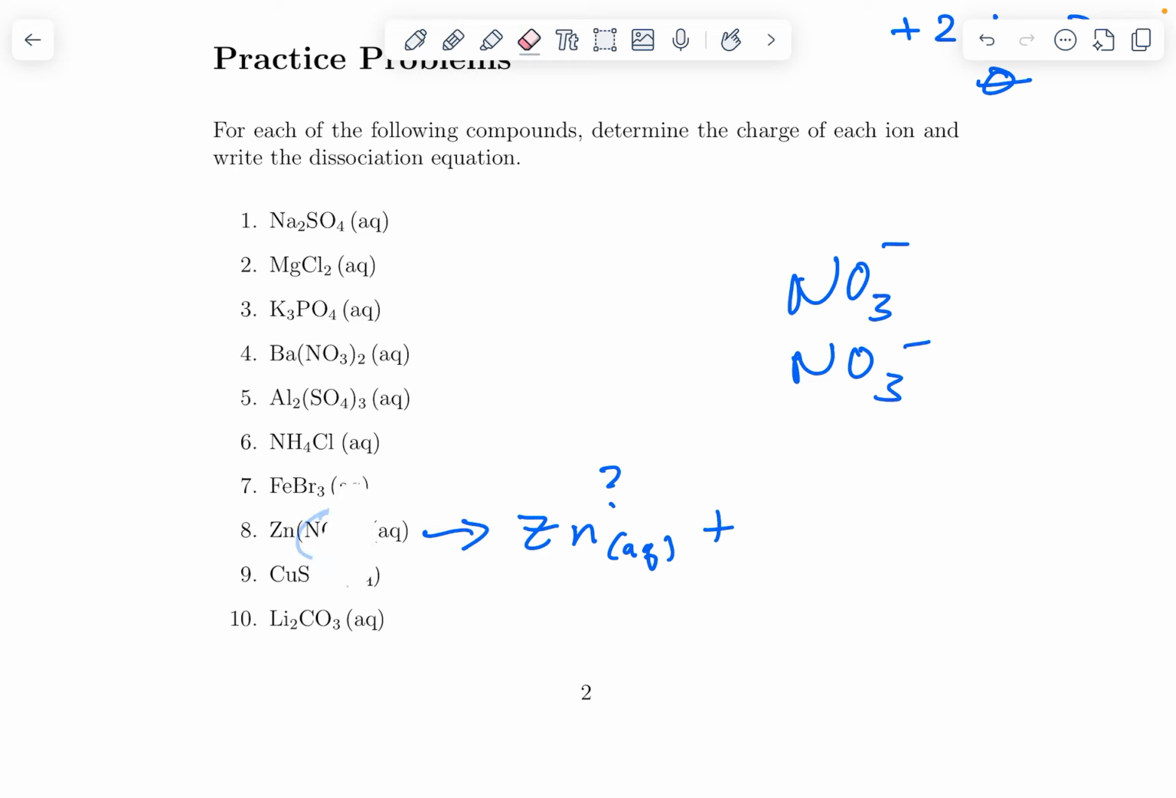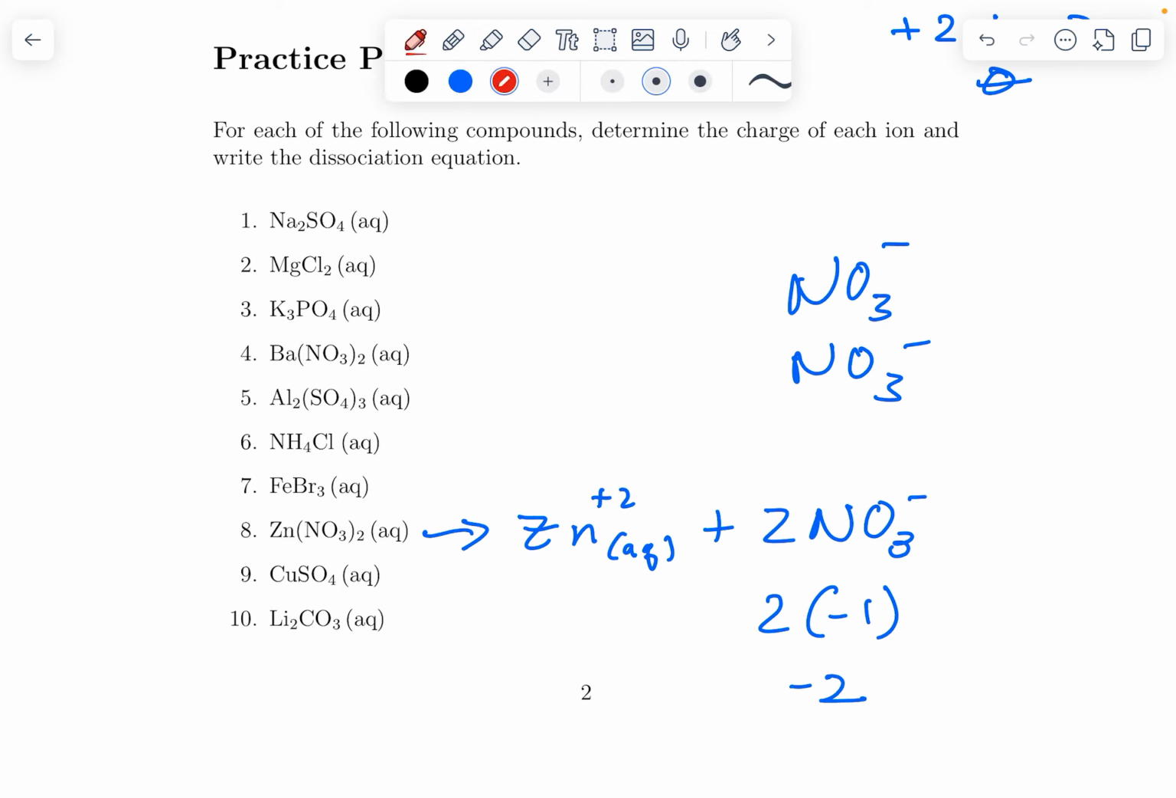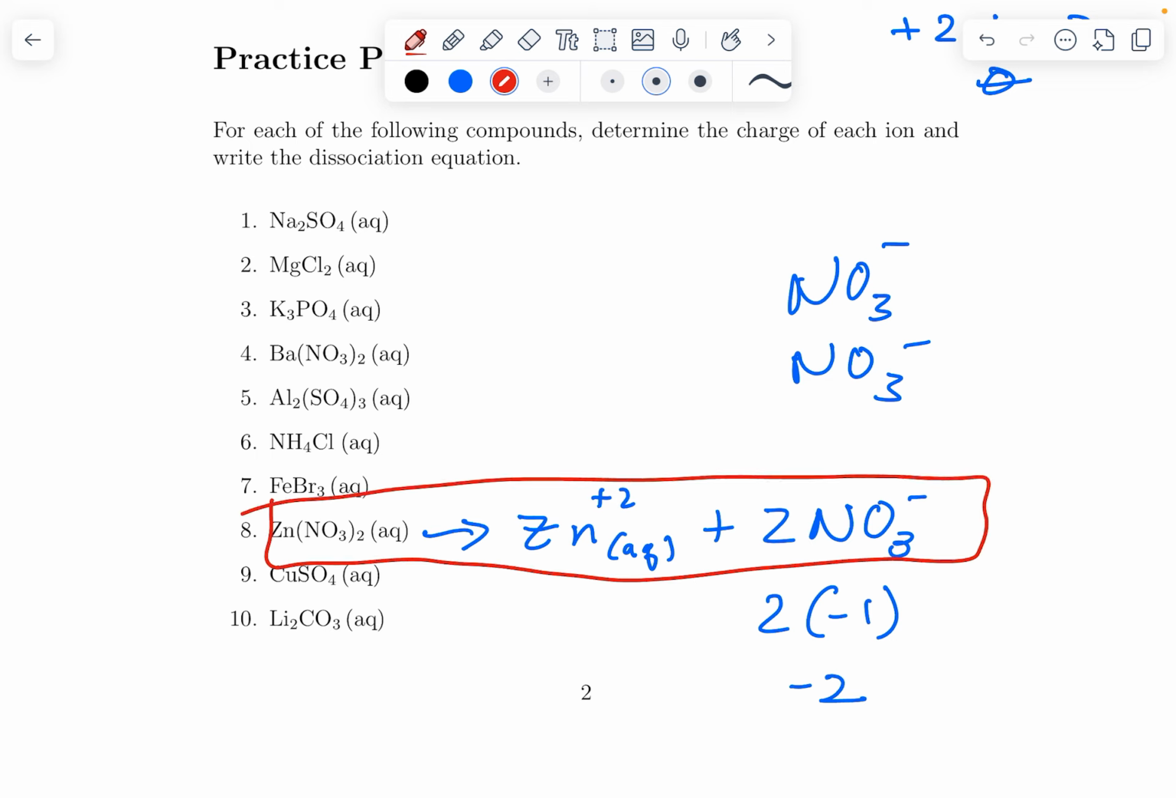I'm going to clean this up here so you can see it better. So because I have two of them, I have to put a coefficient of 2, NO3, like that. Now, 2 times -1 gives me -2. Well, the metal is always going to be positive. That's easy. But how positive, how many? Well, you can guess now. It's going to be +2. So that's your answer. That's how that disassociates.